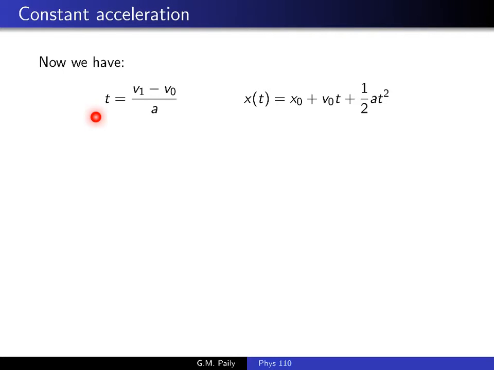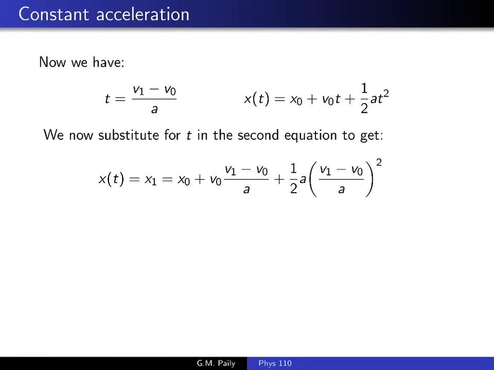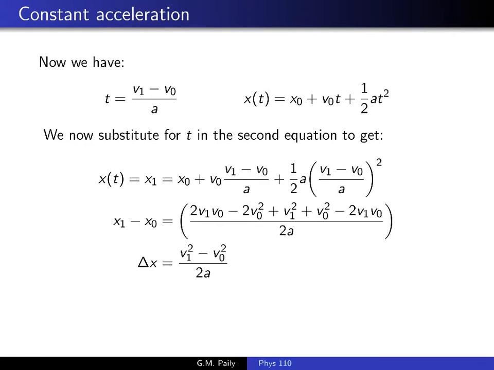So now our first equation has been replaced by this expression, and we have our second equation. We can now take this expression for t and plug it in here. And so x0, v0 times t, t being replaced by this, and then 1/2 a t squared, t squared being replaced by this. We move x0 over to this side, so we have x1 minus x0, and for these terms, we find a common denominator of 2a.